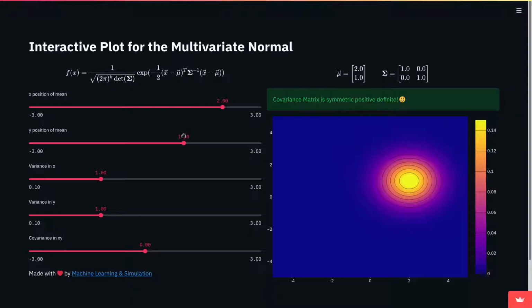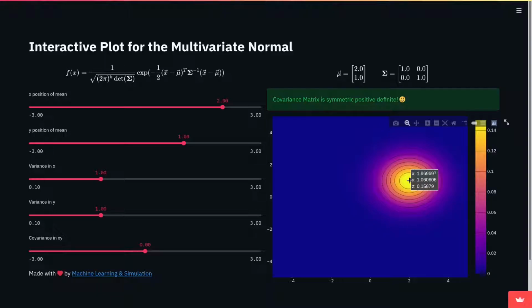And on the left, we have 5 sliders, because we have 5 parameters in 2D, which are the x position, the y position of the mean, and the variance in x, variance in y, and the covariance, which is the off-diagonal element. And we only need one slider, of course, because it is the same for the upper diagonal and the lower diagonal element. And the default values here are variance 1 and 1, so the standard normal, but with a center at x is 2 and y is 1.